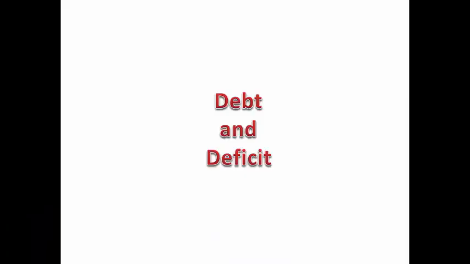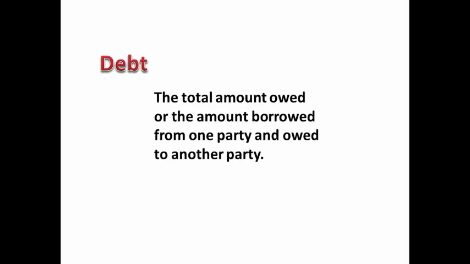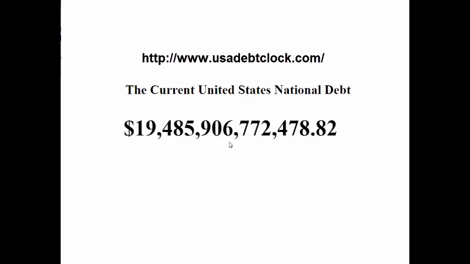and deficit. The definition of debt is the total amount owed, or the amount borrowed from one party and owed to another party. Let's look at the U.S. federal government's ongoing debt. This is the national U.S. government debt as of September 2nd, 2016. We're going to look at this number right here, 7.